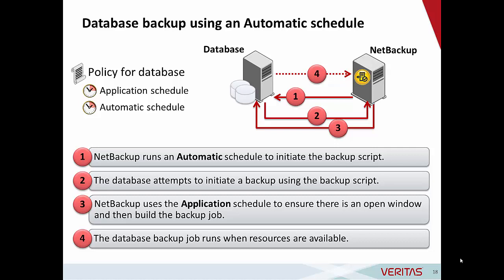So the first thing that happens, the automatic schedule runs, reaches out to the client and says it's time for you to go back yourself up. The database then runs a script. The script sets the backup parameters, causes it to reach out to the NetBackup master server and request permission to be backed up. If the start window is open, and presumably it is, presumably we have the same start window for both of these schedules, then the master server says, yes, that's good, back yourself up, and the database agent streams the data to NetBackup using the settings in the application schedule.